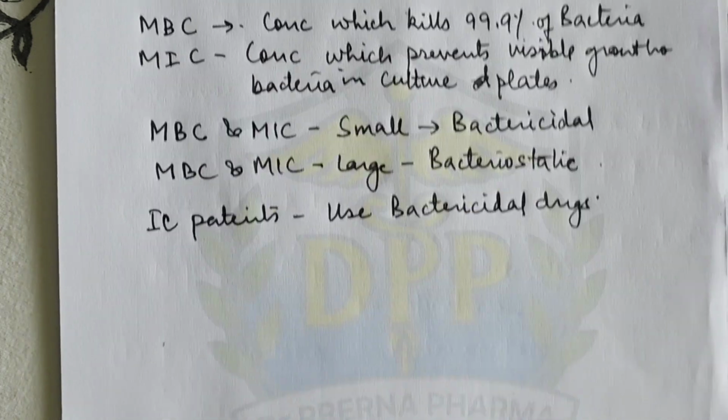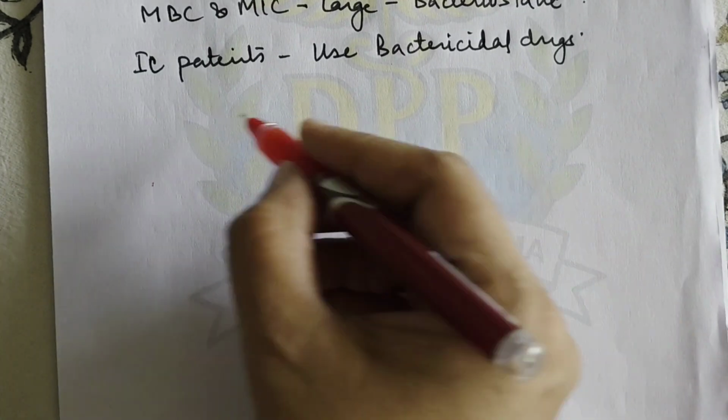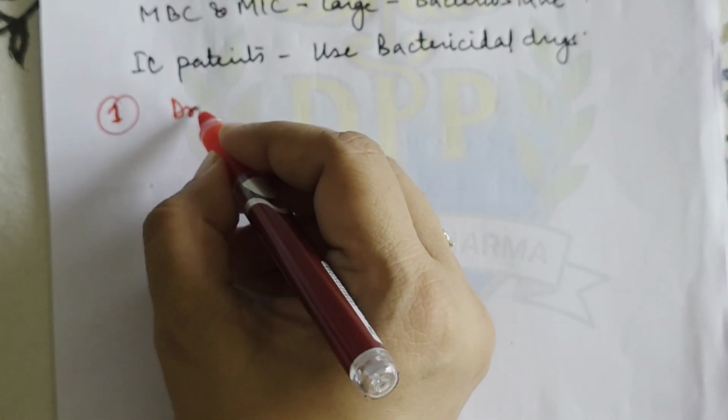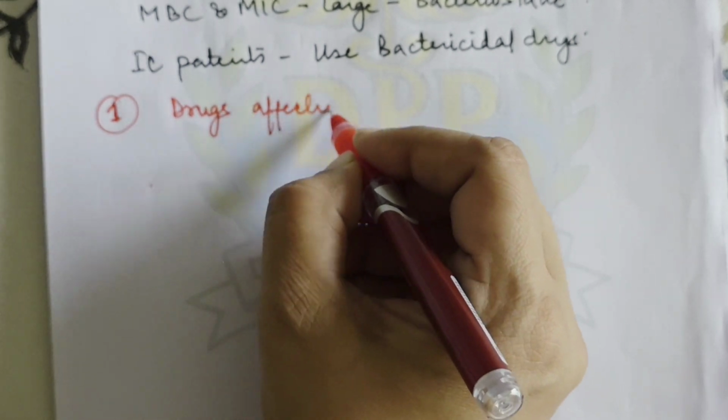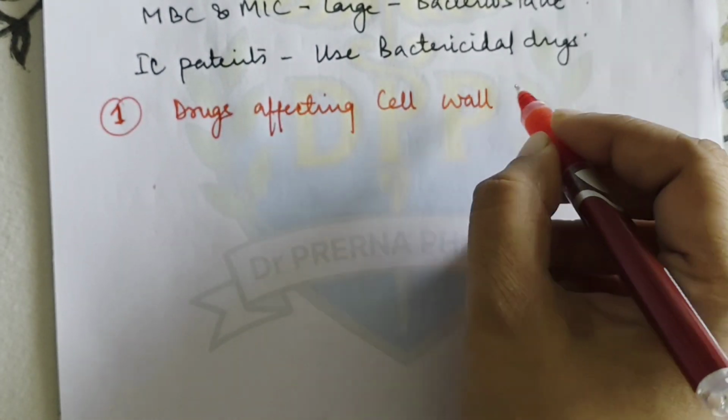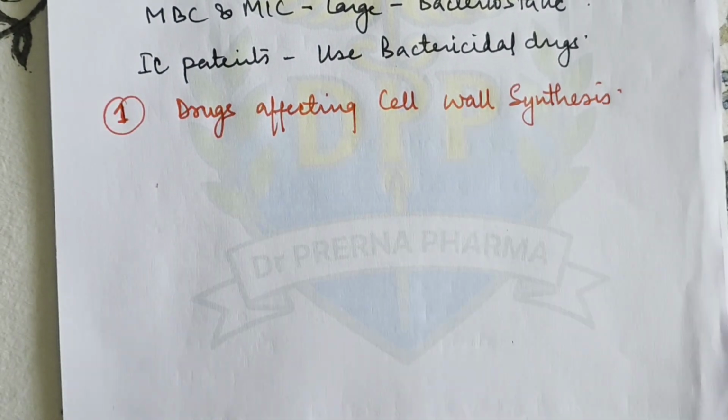Okay. So now after this, we'll start with the first category of drugs, that is, drugs affecting cell wall synthesis. Okay. So let's complete the non-specific antimicrobials drugs one by one.